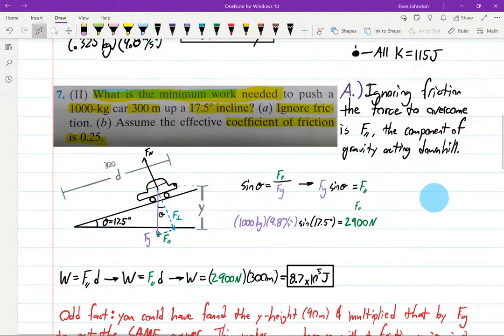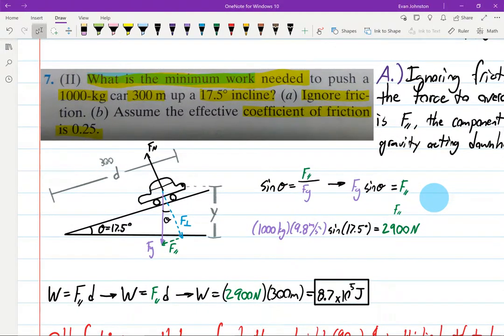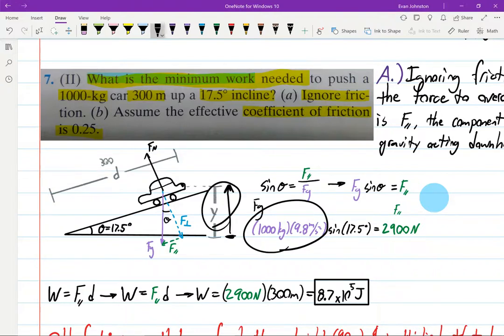Now, here's a different way you could have approached it. You could have looked at this and said, hey, there's no friction that we're having to overcome. It's really essentially just taking the car from down here and moving it to up here. You could have then said, well, wait, the distance isn't this 300 meters. The distance is whatever y is. And the force that I have to overcome is gravity. If you found that y height and you found the force of gravity, you could have done force of gravity times y, and we should actually get the same exact answer as we had here.